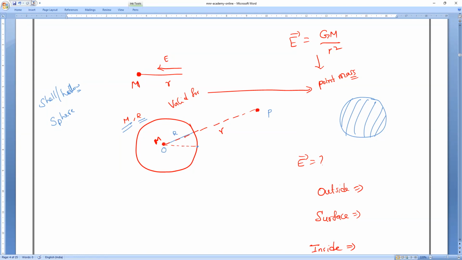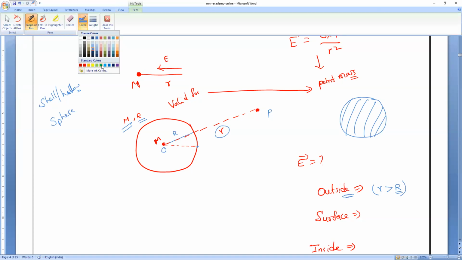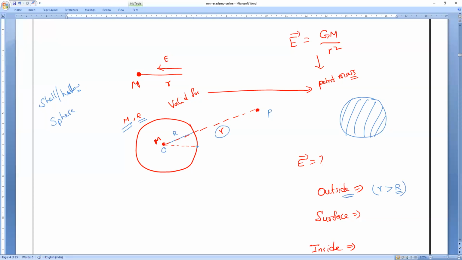Then you tell me, this r is greater than the radius. Anybody tell me, r is greater or the radius is greater? r is greater. So if r is greater than the radius, that is outside. E is outside. Next, I'll take another color. All of you observe very carefully. Exactly on the surface, if I take the surface, then what is that? On the surface, r is equal to what? r is equal to R.